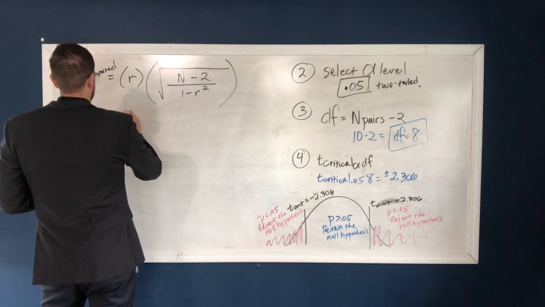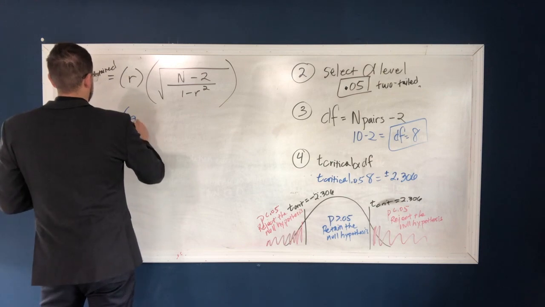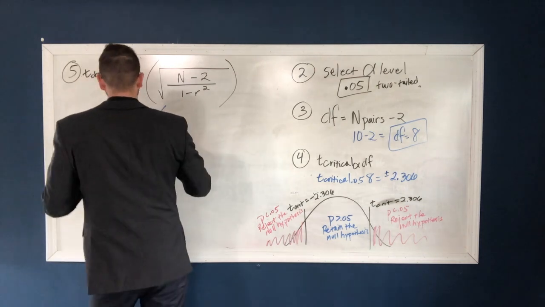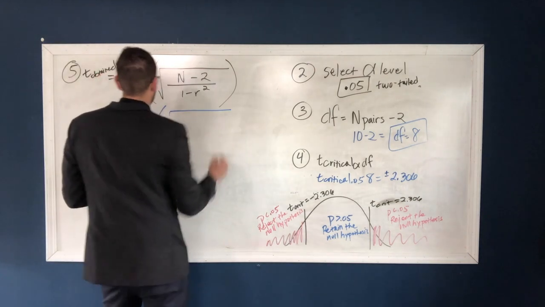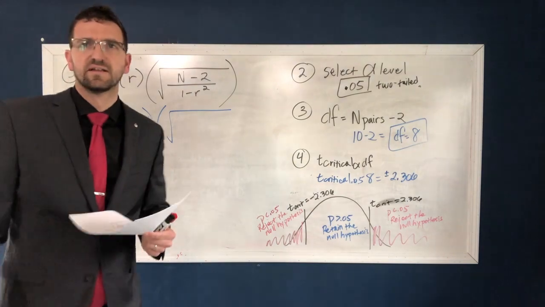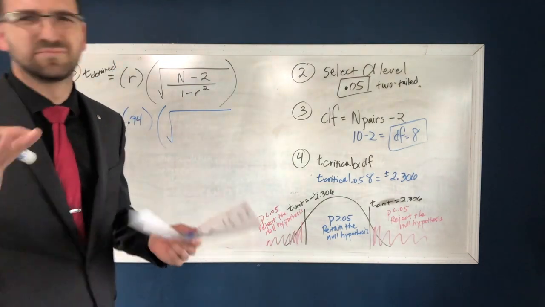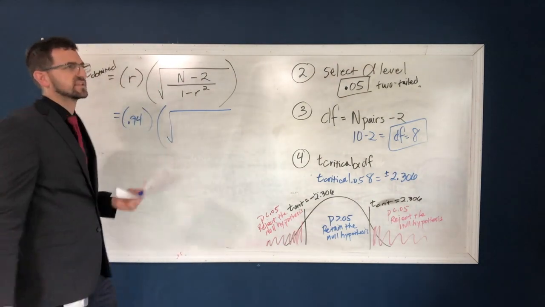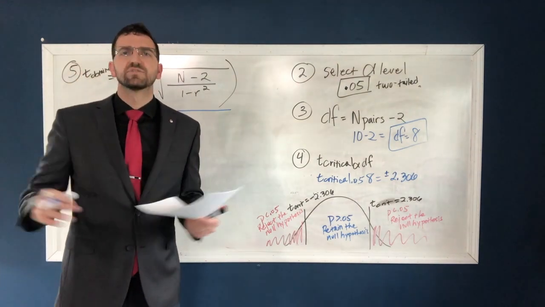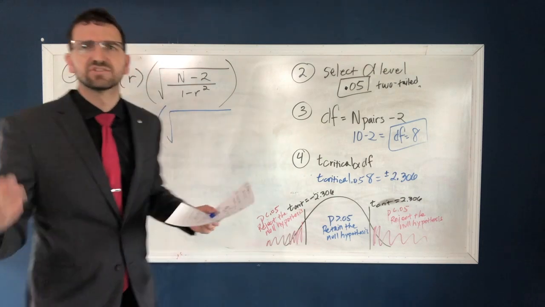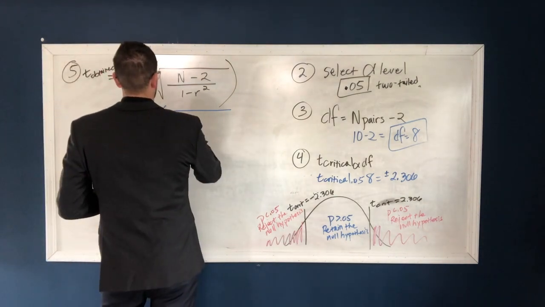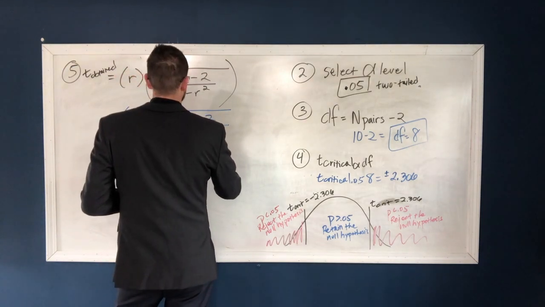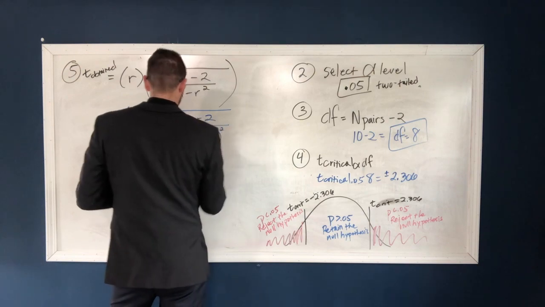Okay, so R, we found that our R was 0.94. In my notes I add an extra decimal place, so I have it as 0.942, but it's very close. Shouldn't make much of a difference. Our N, again, N is how many pairs do we have or how many subjects do we have? And the answer is 10. 10 minus 2 divided by 1 minus 0.94 squared.